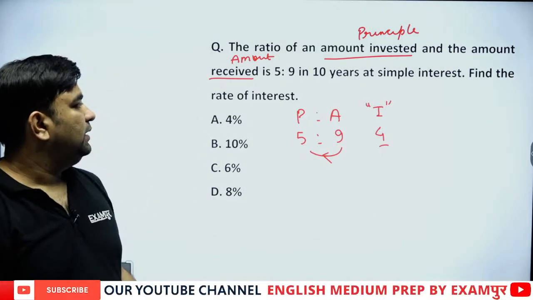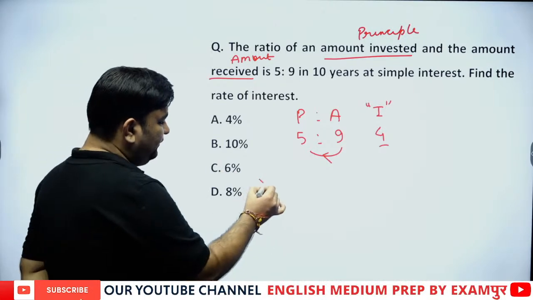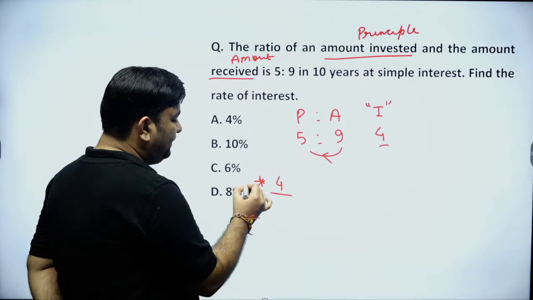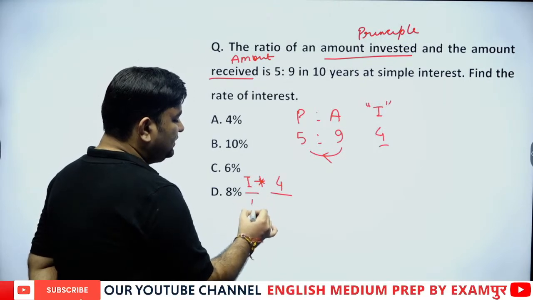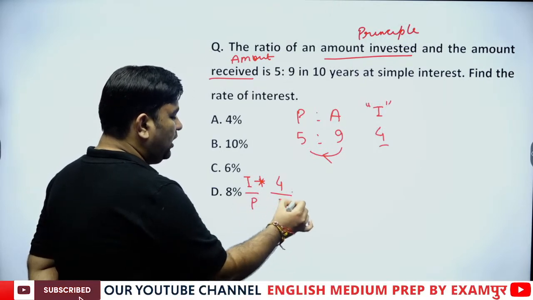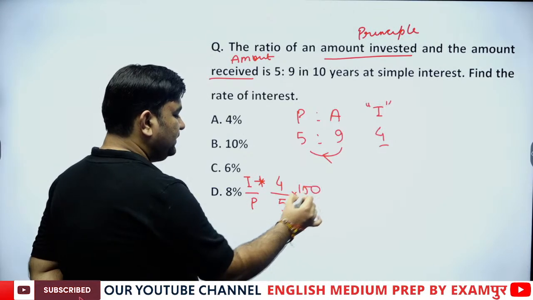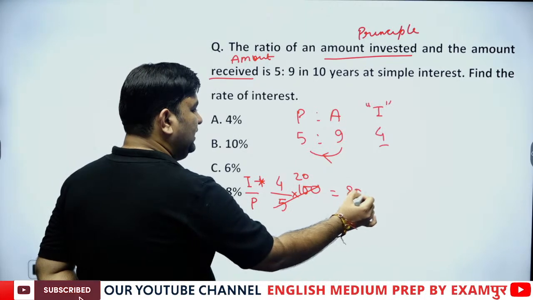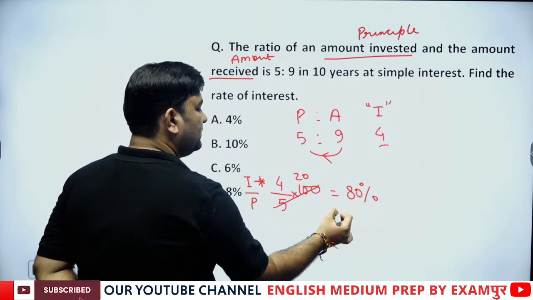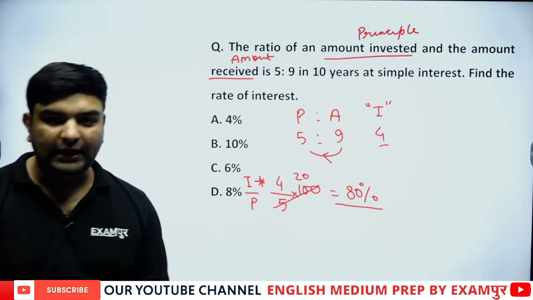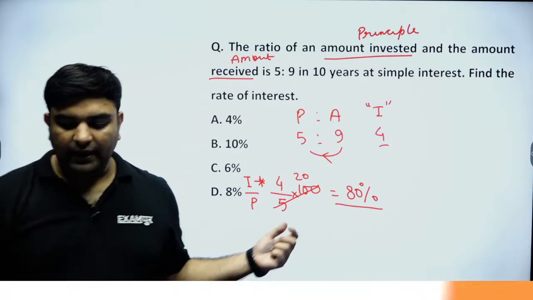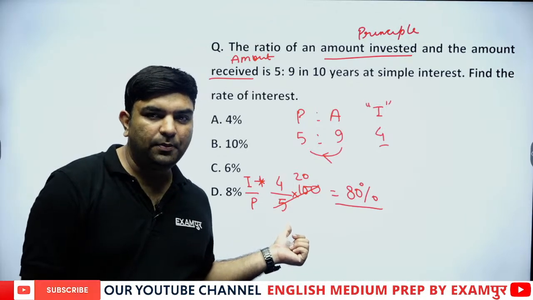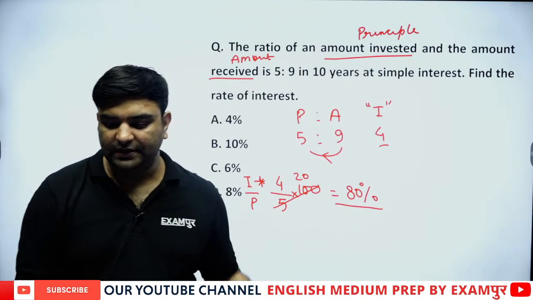So if you are getting an interest of 4 over a principal of 5, how much percentage is it? Can I say you are getting 80% interest? Interest of 4 over the principal of 5, into 100, 80% is the answer.